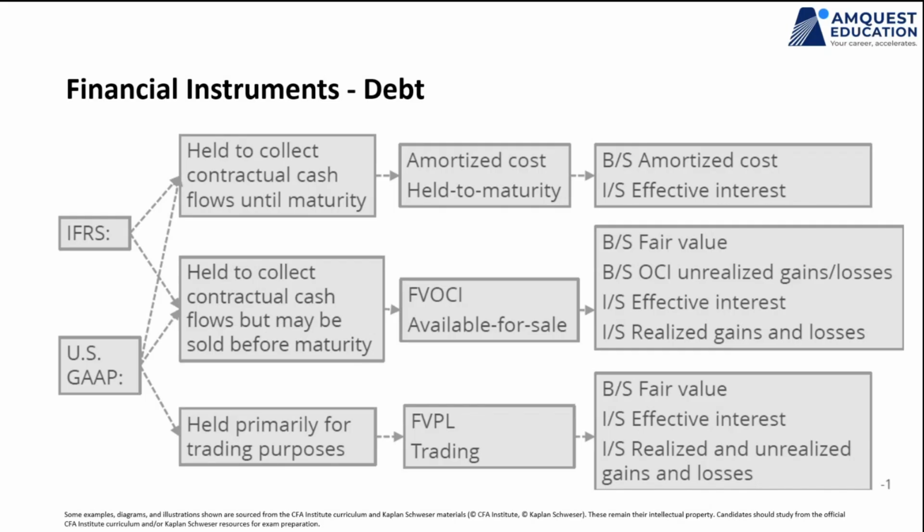Now, there could be financial instruments which are debt, if it's an IFRS framework, and if you hold it to collect contractual cash flows until maturity, or if you hold it to collect contractual cash flows but may be sold before maturity, in the first case, it is recorded at amortized cost, while in the second case of IFRS, you will record it through OCI, fair value through other comprehensive income. If it is held to maturity, balance sheet will be amortized.